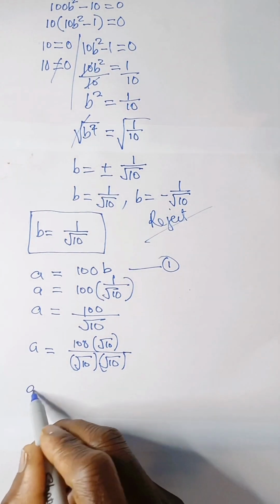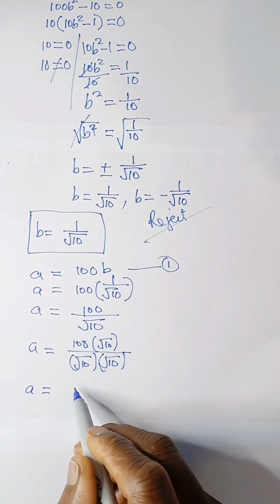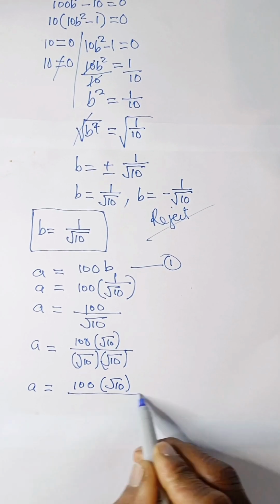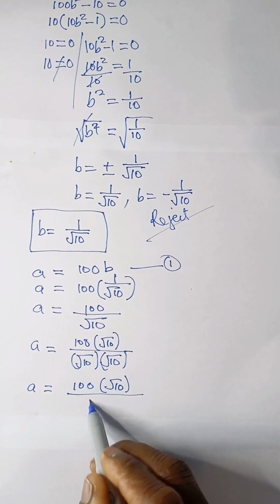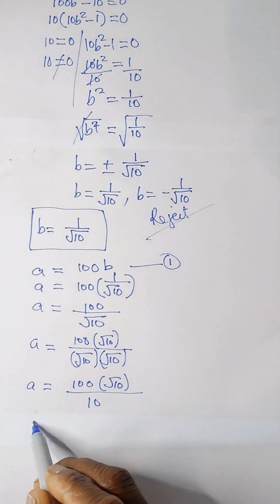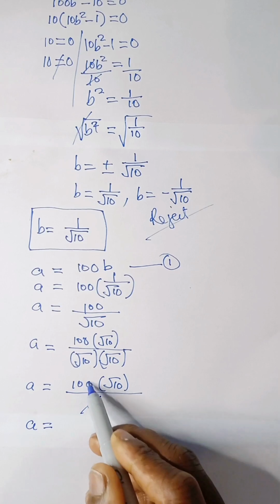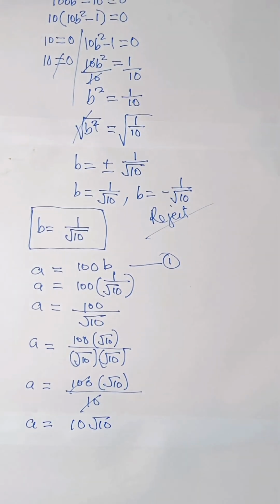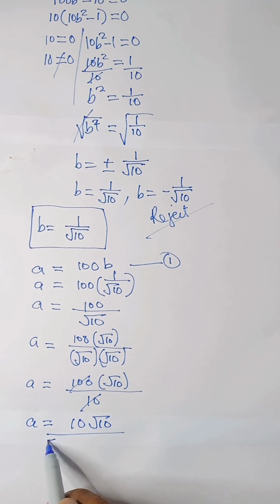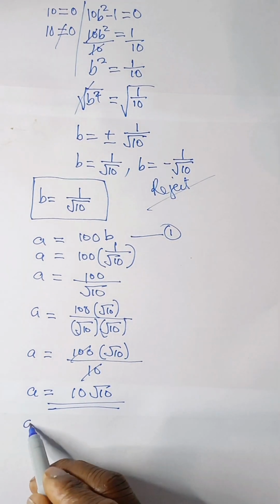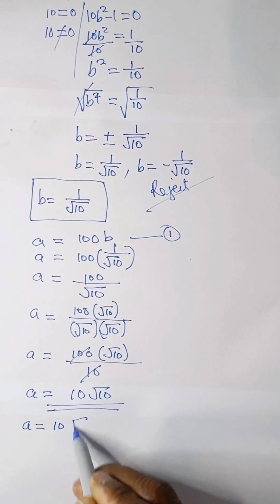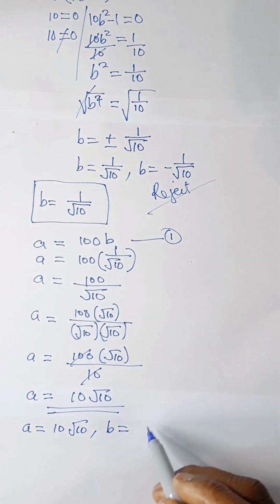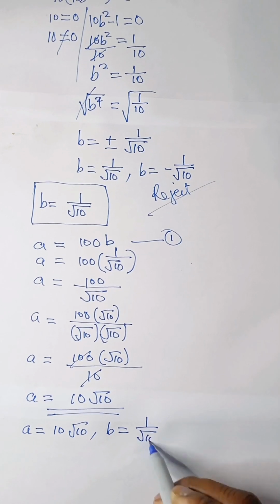So we have a is equal to 100 times the square root of 10 divided by root 10 times root 10, which is going to give us 10. So we have a is equal to 100 divided by 10 is going to give us 10. So we have 10 times the square root of 10. So this is the value of a. So a is equal to 10 times the square root of 10. Then b is equal to 1 divided by the square root of 10.